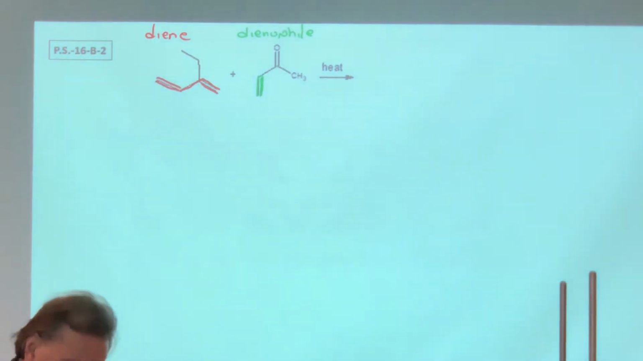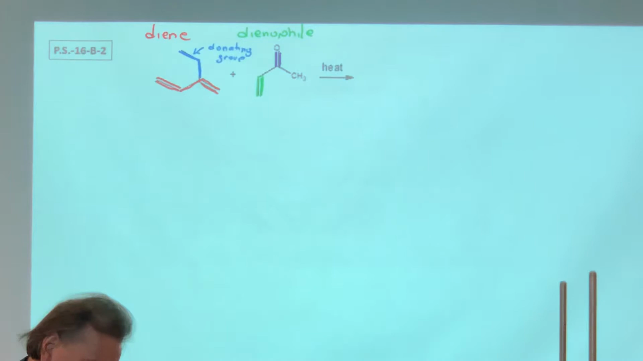Now, what is this group here? This is the donating group. And what is the other part that we have over there? This is the withdrawing group. We used all the basic colors, so maybe purple would stand out. So this is the electron withdrawing group.